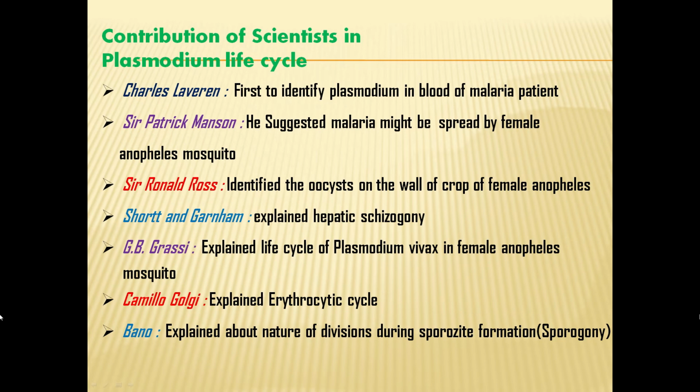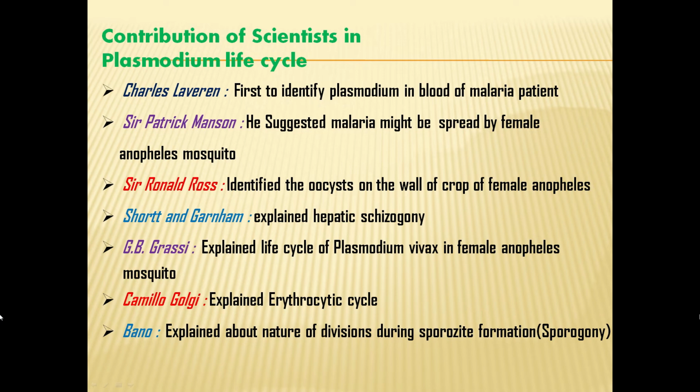Now, the contribution of scientists to the Plasmodium life cycle. Charles Laveran was the first person to identify Plasmodium in the blood of a malaria patient. Second is Sir Patrick Manson. He suggested malaria might be spread by the female anopheles mosquito, and his hypothesis came to be true. Third is Sir Ronald Ross. He identified the oocysts on the wall of the crop of the female anopheles.